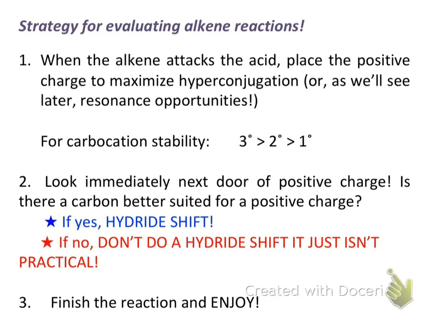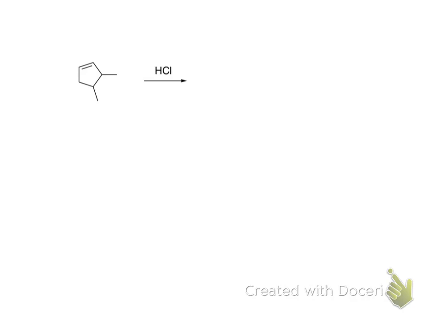Is there the chance for a hydride shift? And then finally, we will finish off the reaction. So let's take a look at some specific examples. Okay, so here we have this cyclic alkene, and we're reacting it with HCl. How can we predict what products will be present?